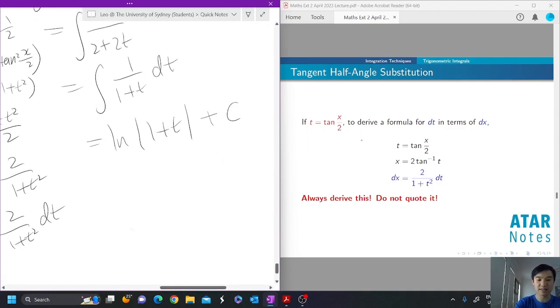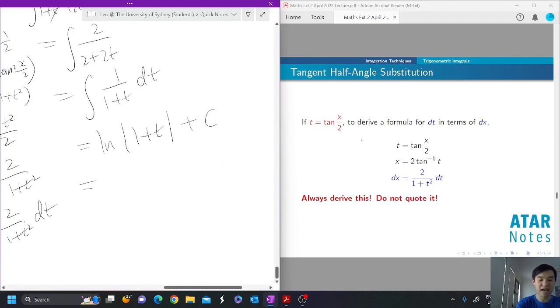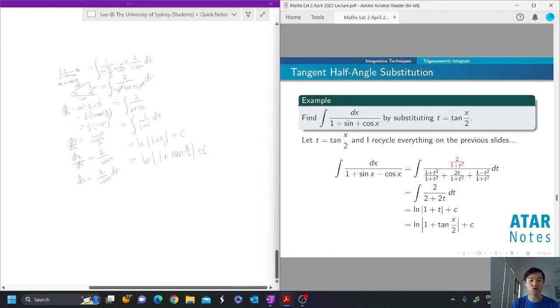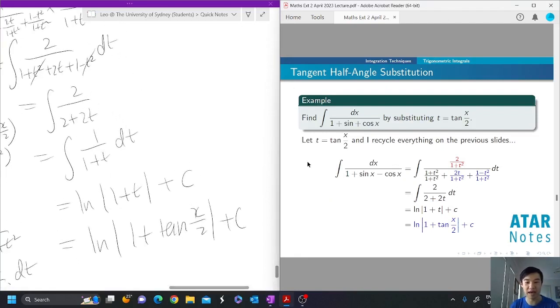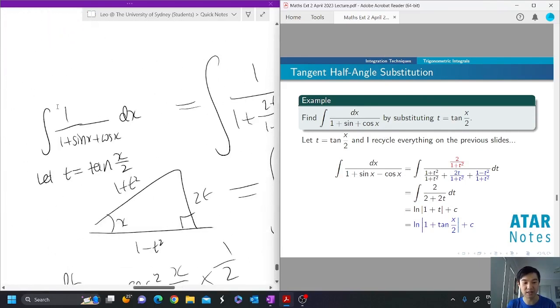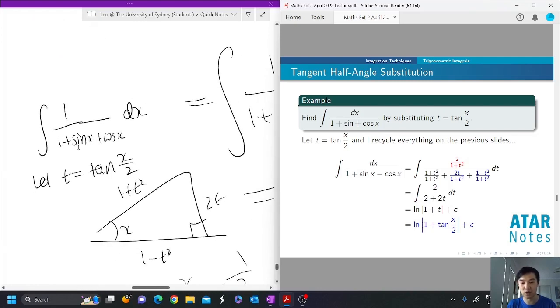And remember that t is equal to tan x over 2. So this is ln absolute value of 1 plus tan x over 2, plus c. And that's how you would solve an integral like that, when you're asked to integrate 1 over 1 plus sine x plus cos x, you can simply use the t formulas to help you do that. So it's a really useful trick for when you have sine and cos being added in a denominator or something like that.